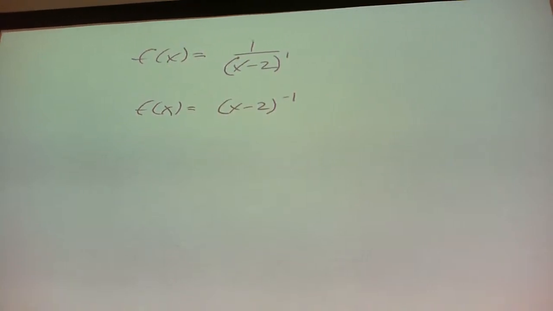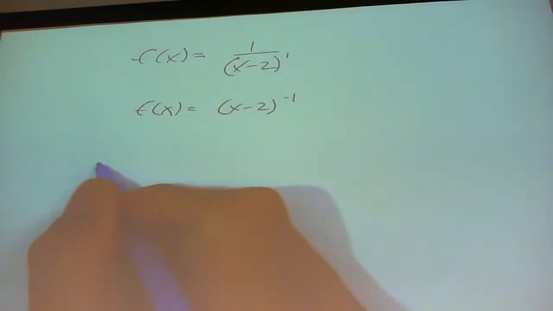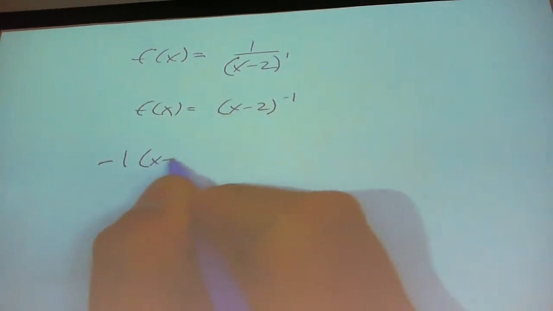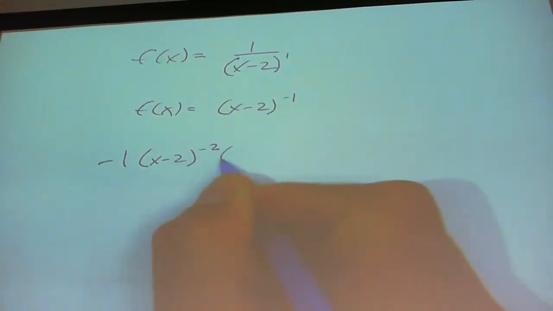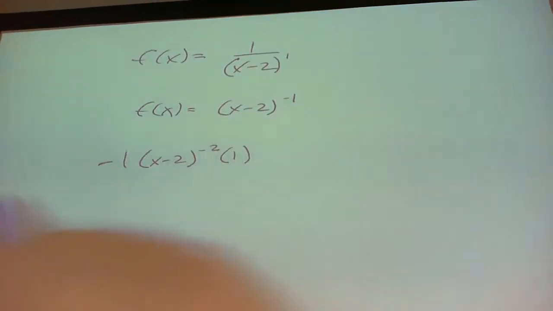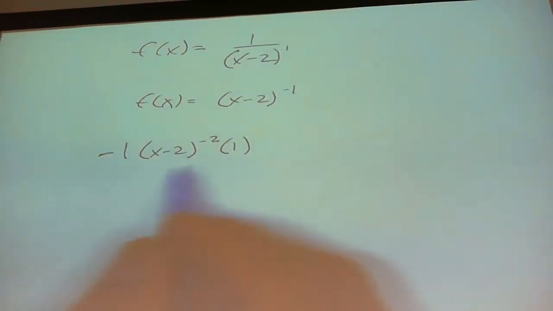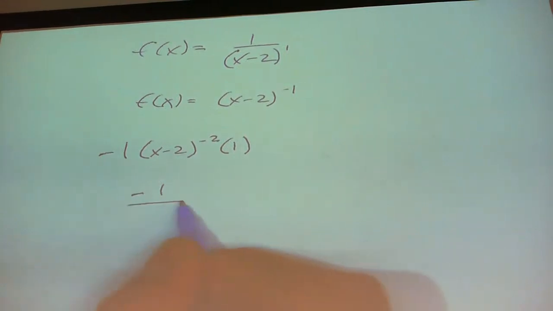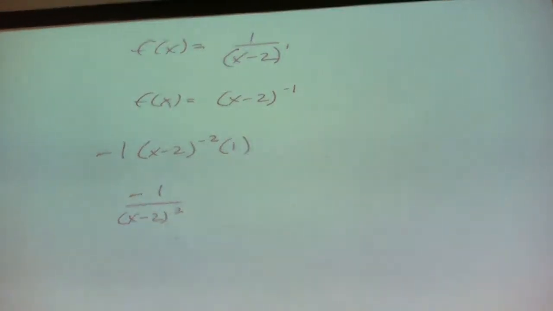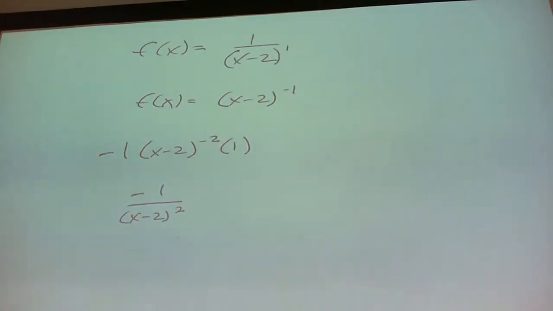Okay, so if we take the derivative, it's chain rule, -1, x minus 2 raised to the -2, derivative of the inside is 1. Again, this is why simplifying is important and why we spent some time on it. If you simplify this, this would be -1 over x minus 2 squared. Any questions on the derivative?